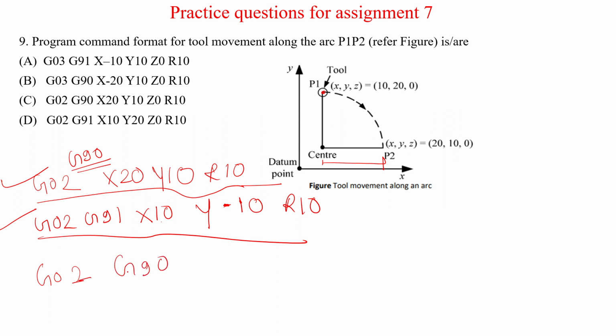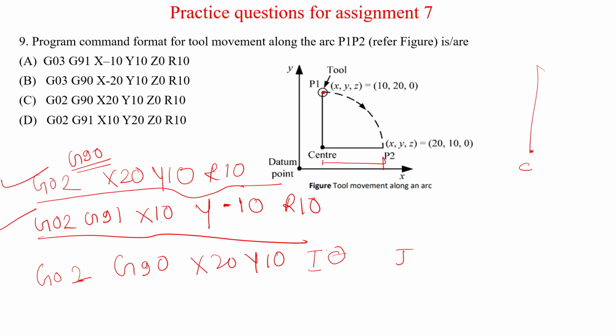G02, G90. And if you want to do it with I, then X20, Y10. Tell me, what is I and what is J here? IJ. What is I? Arey, what is I? It is the distance between the initial point and the center. X. So I is 0. I is 0, na, because they are lying on the same line. So there is no X distance between center and initial point.